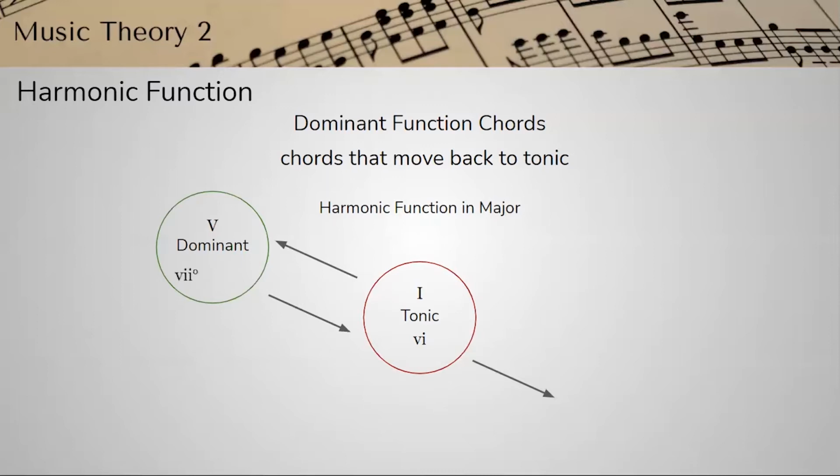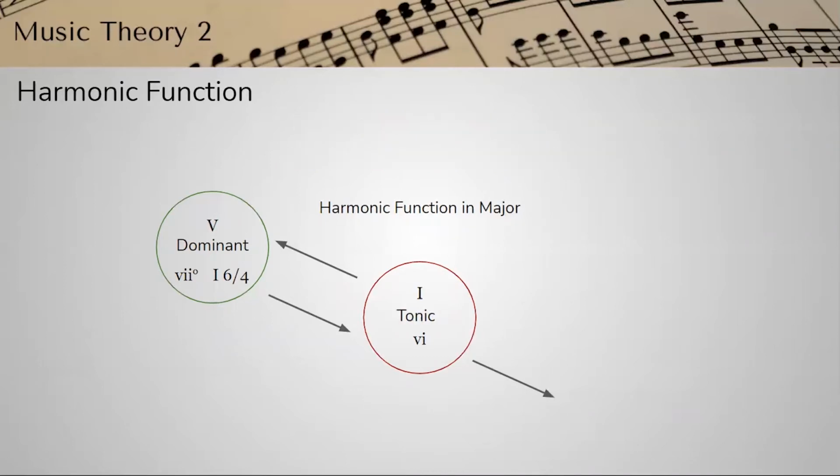Other chords that also have a dominant sound are the 7 chord, and again, that's because it has 2 out of the 3 same notes as the 5 chord, so it's a very similar sound. And then we'll learn later that the 1-6-4 chord also has a sort of dominant function. So those are 3 examples of dominant function chords, chords that want to push us back to the tonic.